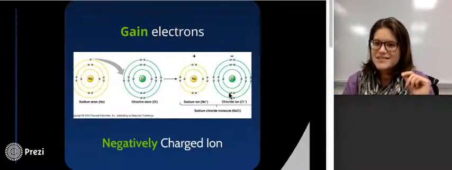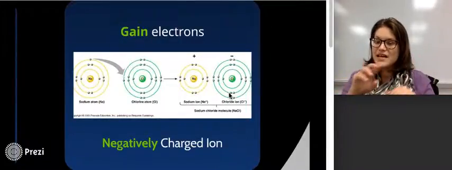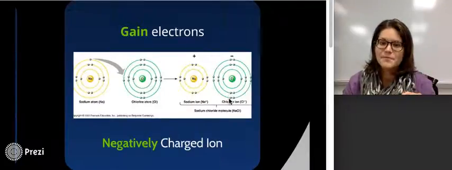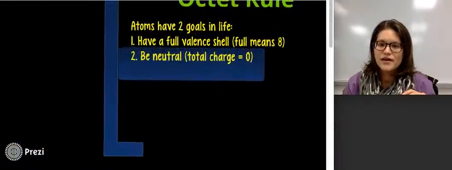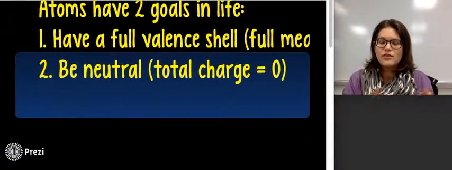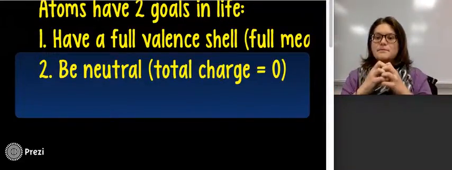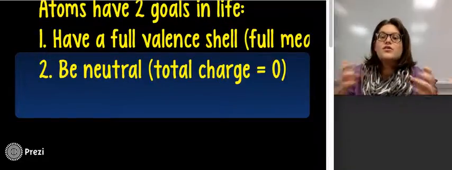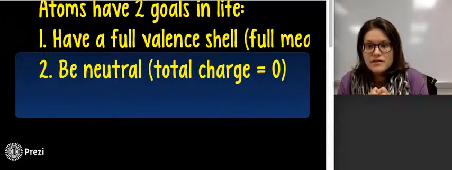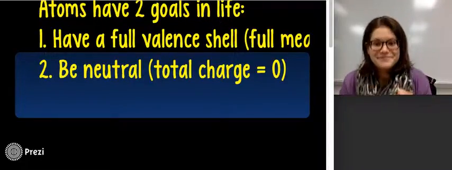That second thing, first they wanted to have full valence shells. They got that now. The second thing that they wanted was to be neutral. So if they bond together, they can overall, as a compound, be neutral. And that's why sodium and chlorine like to bond. And that's why we have delicious salt.